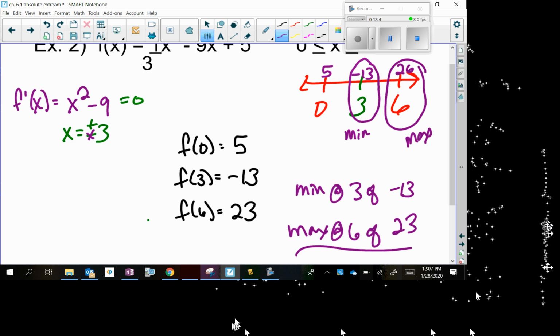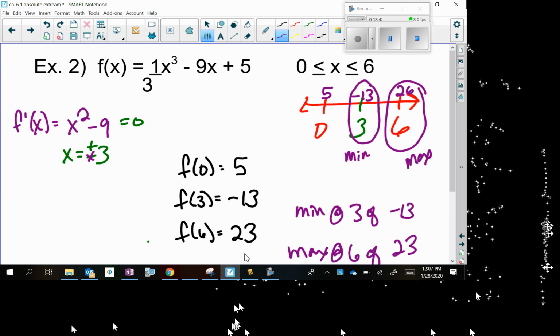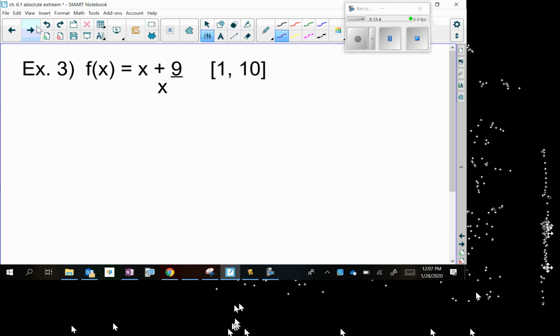All right, let's try another one. So again, now we've got the system down, but we're going to practice some harder derivatives, right? Get some practice in. Okay, so now we're only worried about numbers from 1 to 10. So we need to check 1 and 10 and also any critical numbers. So again, move that x belongs underneath that 9.